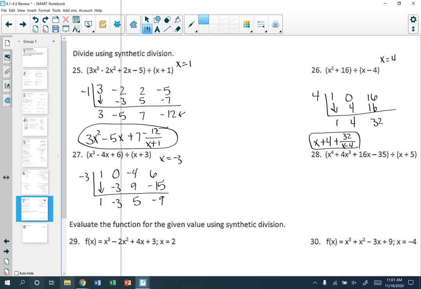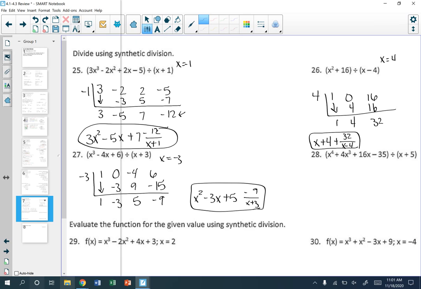It was an x cubed to begin with, so now we have an x squared minus 3x plus 5, and then a negative 9 over x plus 3 as a remainder.